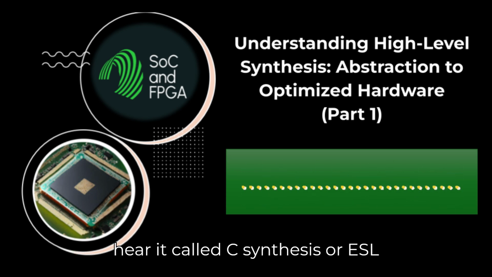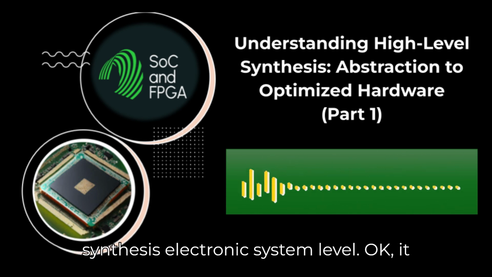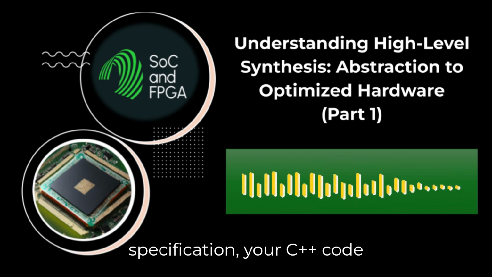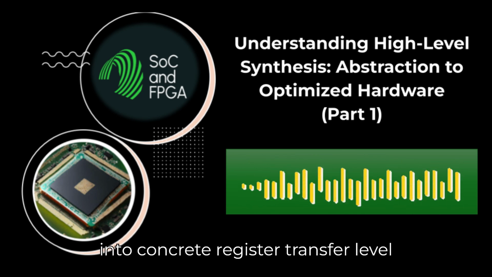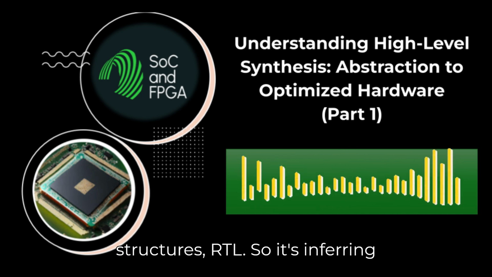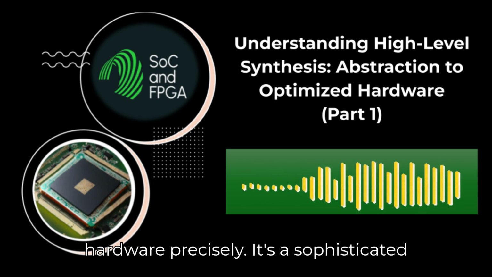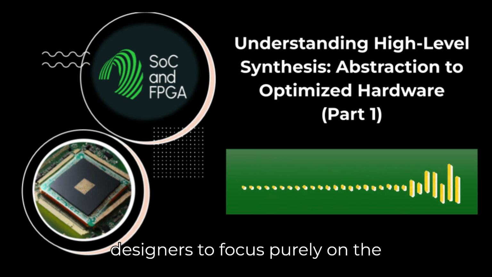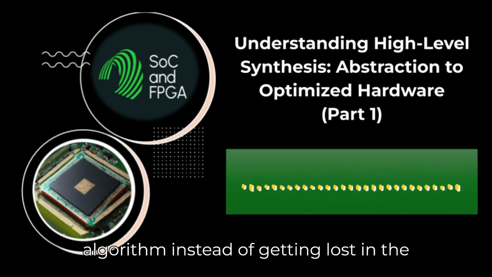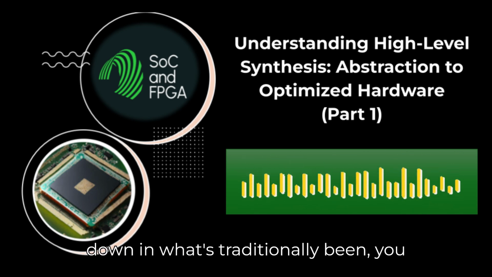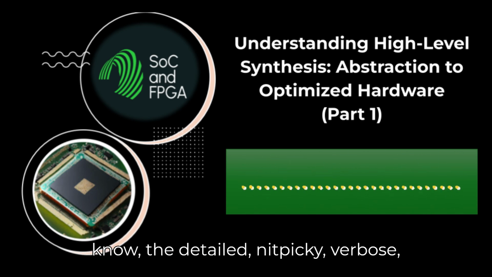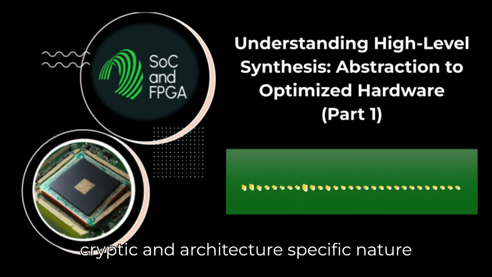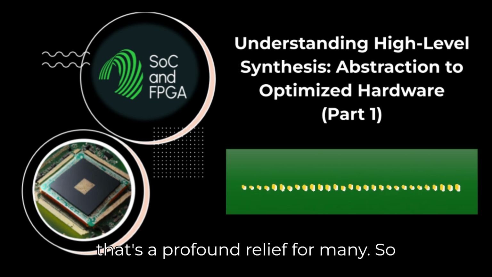HLS, sometimes you hear it called C synthesis or ESL synthesis. Electronic system level. Okay. It automatically translates your algorithmic specification, your C++ code, into concrete register transfer level structures, RTL. So it's inferring hardware. Precisely. It's a sophisticated process. And the beauty is it frees designers to focus purely on the functionality and correctness of their algorithm. Instead of getting lost in the weeds. Exactly. Without getting bogged down in what's traditionally been the detailed, nitpicky, verbose, cryptic, and architecture-specific nature of writing RTL by hand. I can imagine that's a profound relief for many.